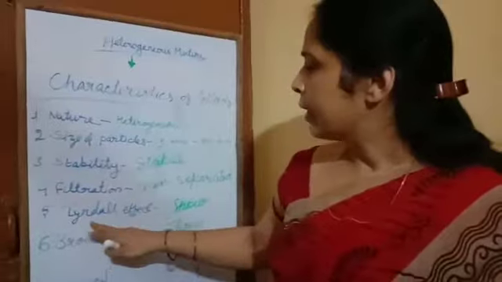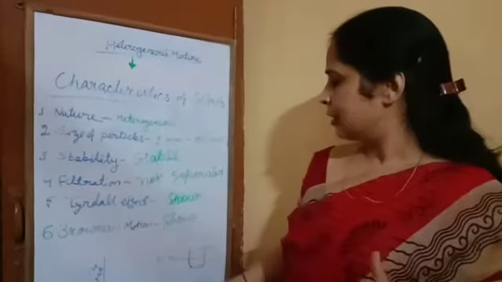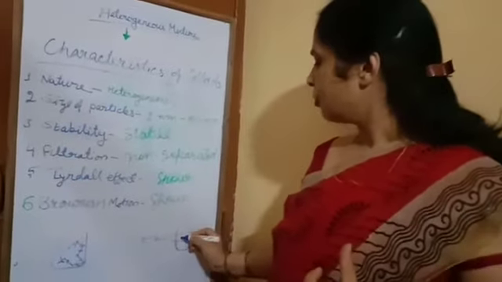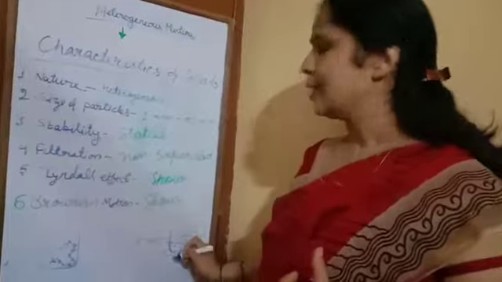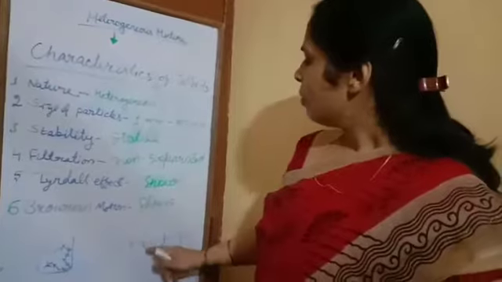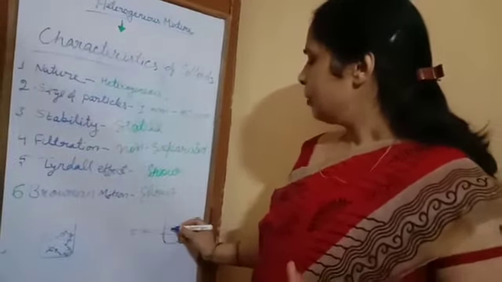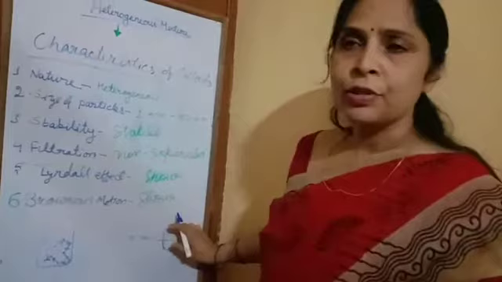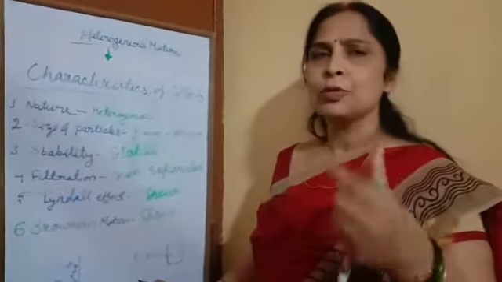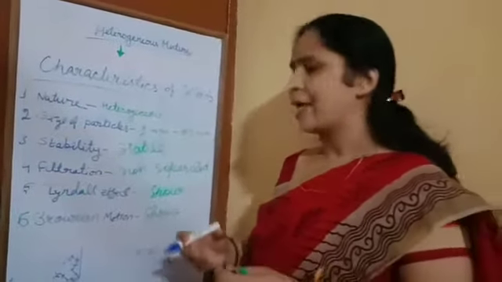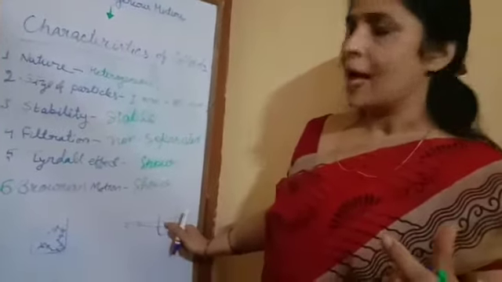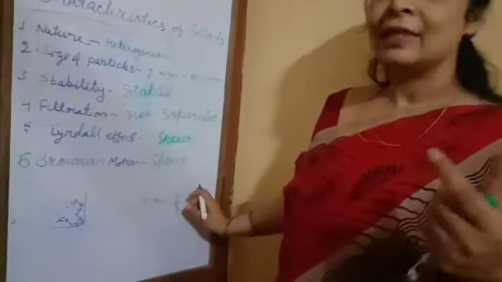Now, Tyndall effect. First I explain what is Tyndall effect. When a beam of light passes through a colloidal solution, the path of light is visible. Path of light visible, this phenomenon we say Tyndall effect. The particles of colloidal solution are big enough to scatter the light. When the beam of light strikes them, they scatter it, and then the path of light is easily visible.